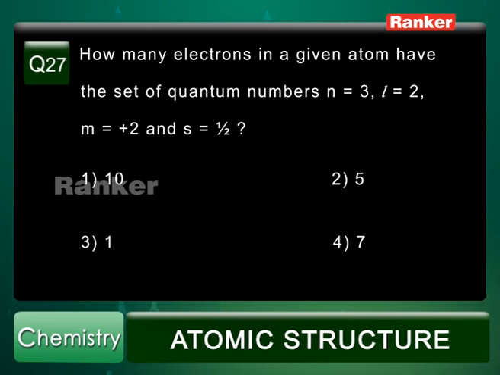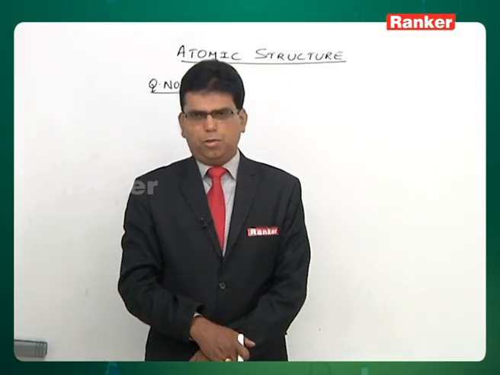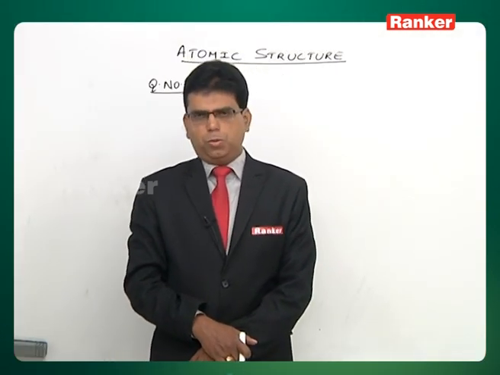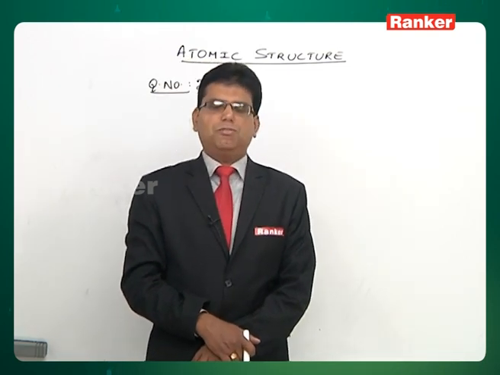How many electrons in a given atom have the set of quantum numbers n equal to 3, l equal to 2, m equal to plus 2 and s equal to plus half? Whatever may be the values of the quantum numbers, whether n is equal to 3 or n is equal to 4, l is equal to 2 or l is equal to 1, m is equal to plus 2 or minus 2 or 0, whatever it is, s is equal to plus half or minus half.